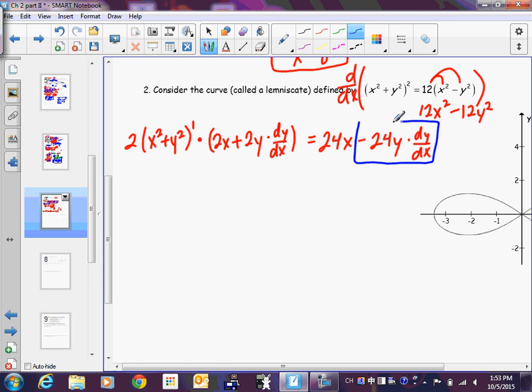And boxing this is totally fine, but I have an issue over here on the left side. Do you guys see where my issue is? Okay, if I box this plus 2y times dy over dx, that's not all that's over here. What is happening to everything in these parentheses? It's being multiplied to this.